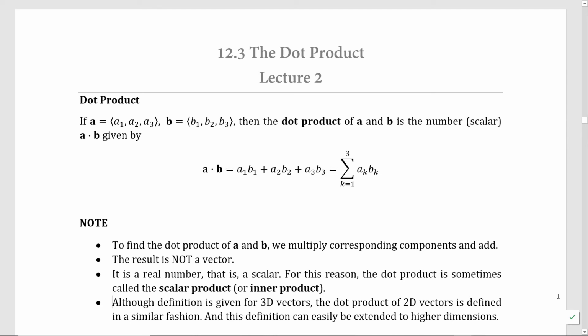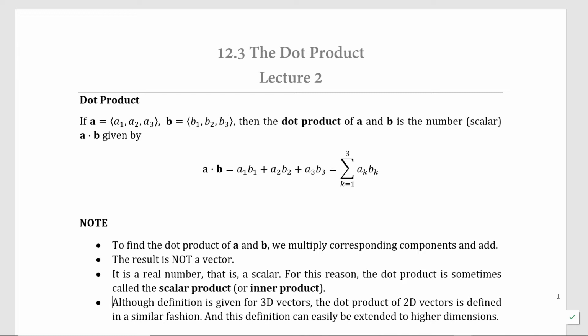Hello, welcome. This is lecture 2. In the last lecture, we discussed two vector operations, namely vector addition and scalar multiplication, meaning how to add two vectors and how to multiply a vector by a scalar. In this lecture, we're going to talk about products of vectors, how to multiply two vectors.